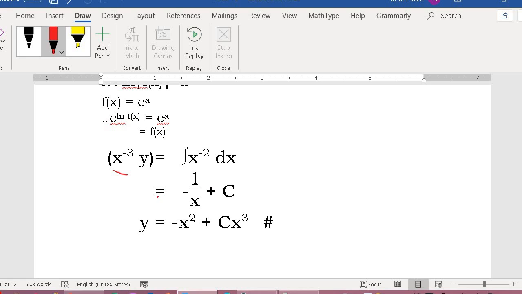So we integrate x to the power negative 2. For integration the power is increased by 1, so it becomes x to the power negative 1 divided by negative 1, which is negative 1 over x plus c. So to get y, you divide each term by x to the power negative 3.